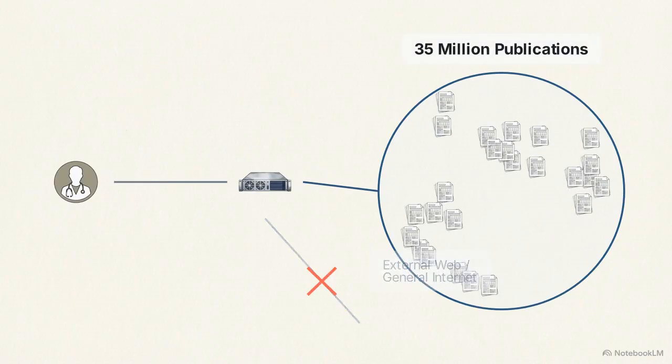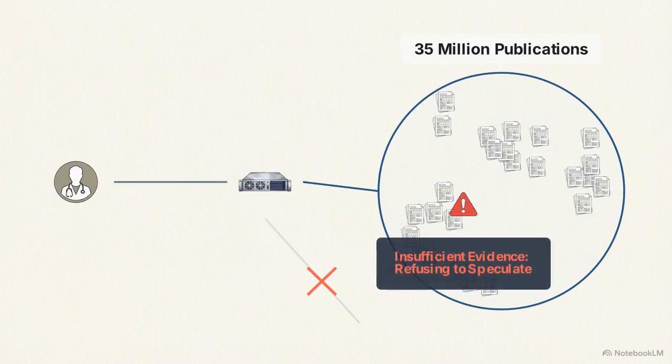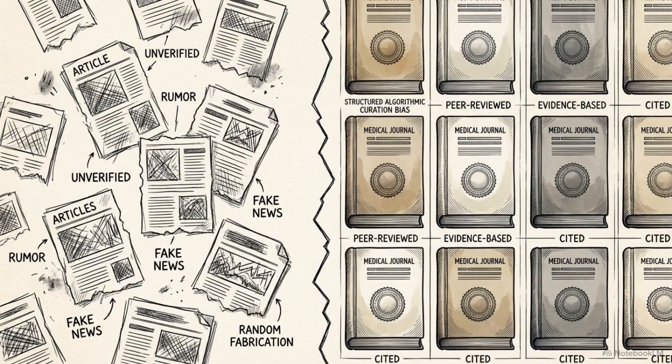The platform chains responses to a closed database of 35 million peer-reviewed publications, creating a secure boundary against unverified internet data. This includes a hard refusal mechanism. If the database lacks clear evidence for a query, the AI remains silent rather than speculate. Solving the hallucination problem introduces a different challenge. The platform replaces random fabrication with a more structured risk, algorithmic curation bias.